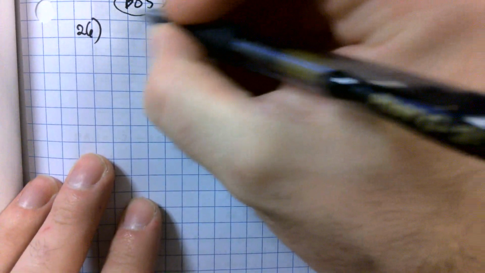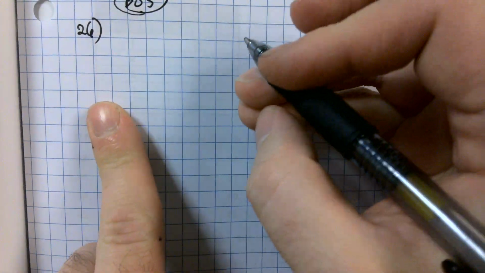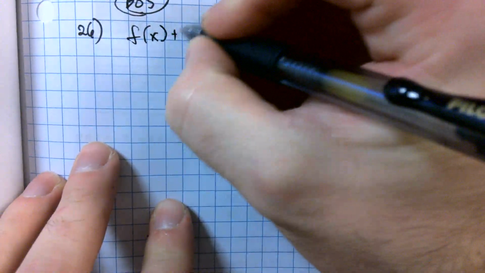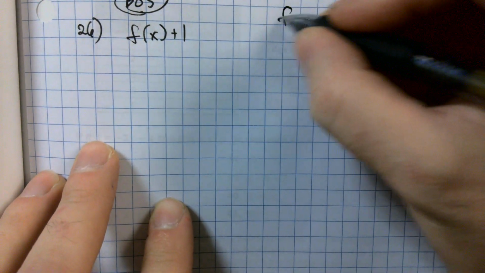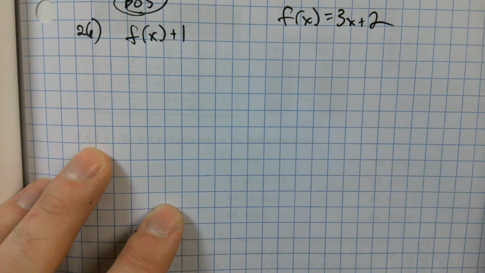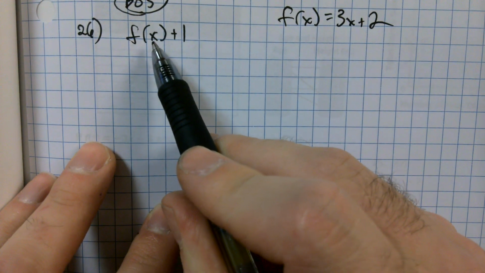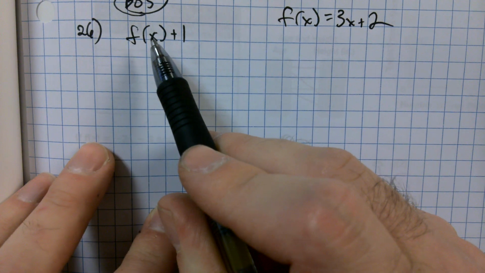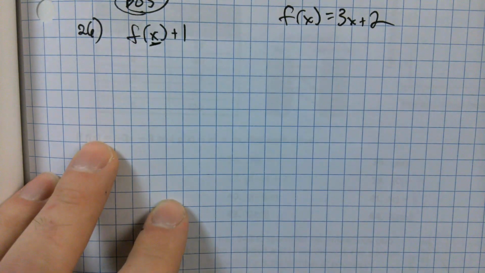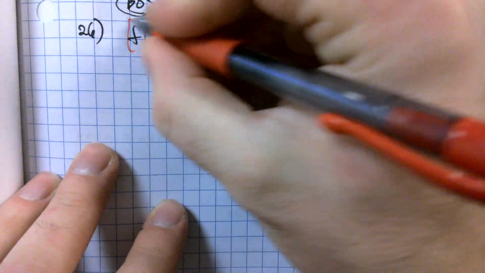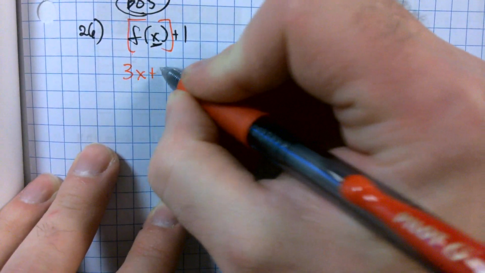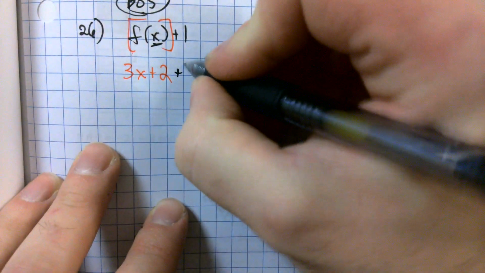This is B05. So for number 26, we wanted to evaluate f of x plus 1 if my f of x is equal to 3x plus 2. What am I plugging in for x in this problem? X. I'm plugging in x, right? So this right here, f of x, is just 3x plus 2. So I'm going to substitute that, 3x plus 2 plus 1.